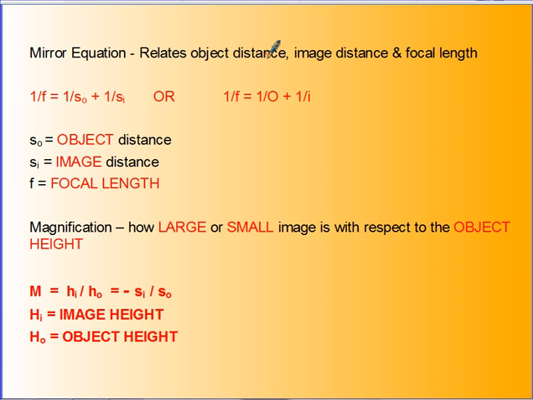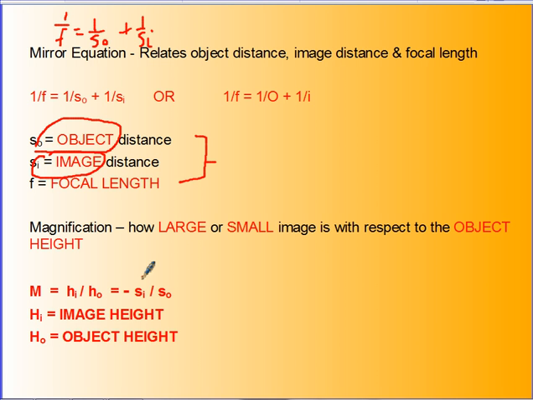Now let's talk about the mirror equation. It relates the focus to the object distance and the image distance. And it's very straightforward. 1/F = 1/SO + 1/SI. Now I get lazy, and a lot of times I just write it 1/F = 1/O + 1/I, where SO is the object distance, O is object, I is the image distance, and F is, of course, the focal length. You notice it doesn't matter whether it's convex or concave mirrors. Just make sure you put in the positive or negative focus.